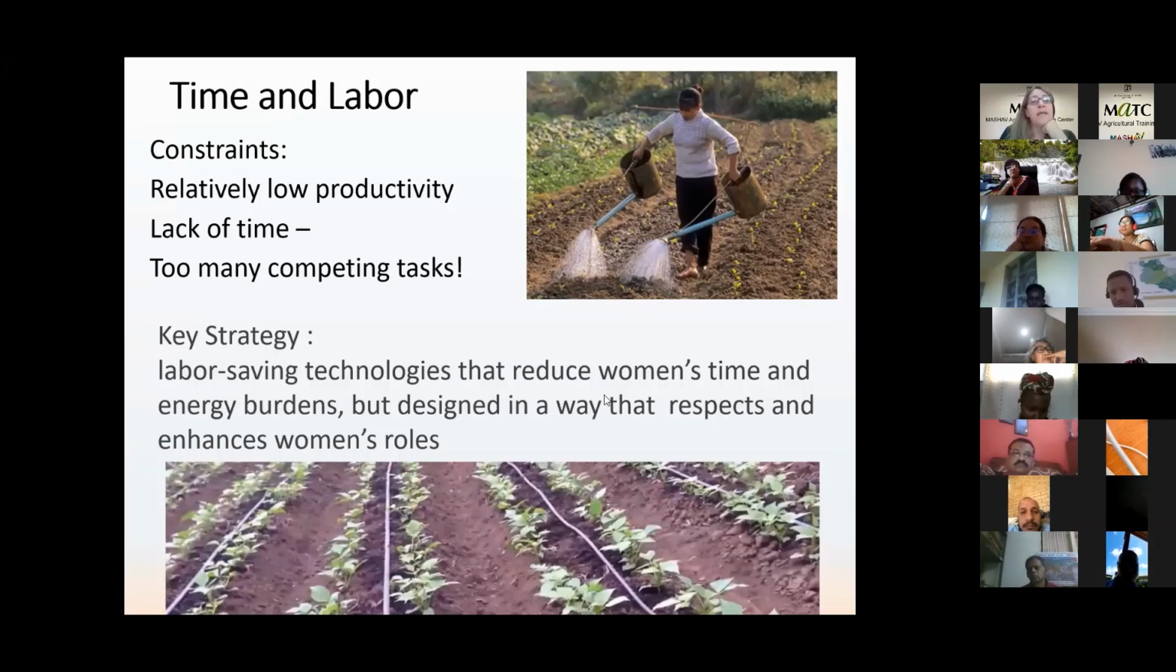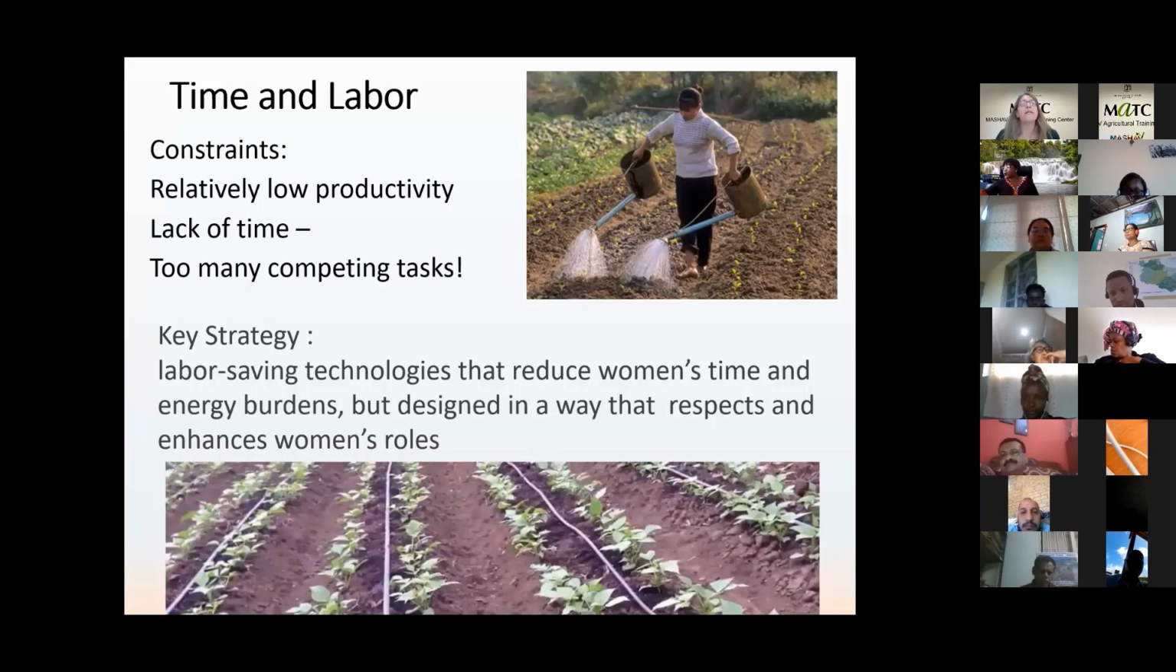So again, here, labor-saving technologies that reduce women's time and energy burdens, but are designed in a way that respects and enhances their roles, is a possible answer. And I am a big fan of drip irrigation for many reasons.